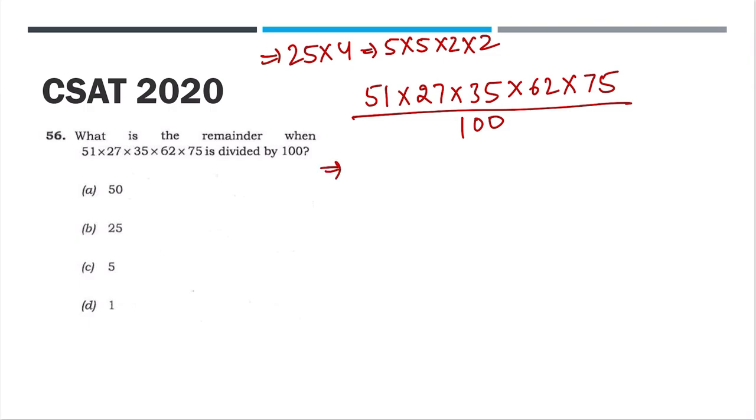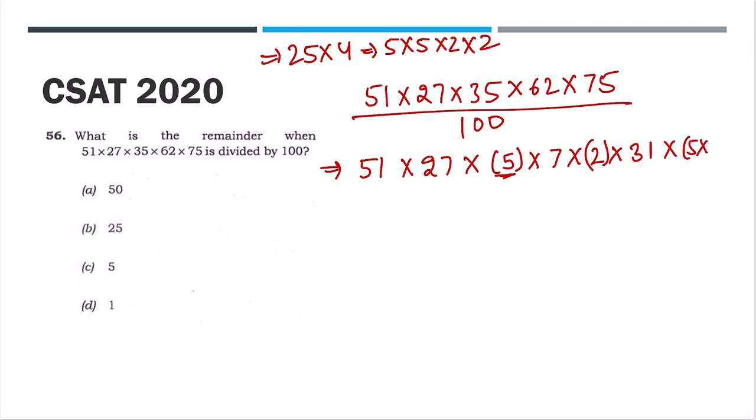Now let's see. 51. Can we extract anything, 5 or 2, out of 51? No. Right? So this is not helpful in our case. 27. We cannot take 5 or 2 out of it, so no use. In 35, we can have 5 into 7. So there is 1 five here. Right? So in 62, we know 2 into 31. So 2 is here. And 75 is 5 5 3.